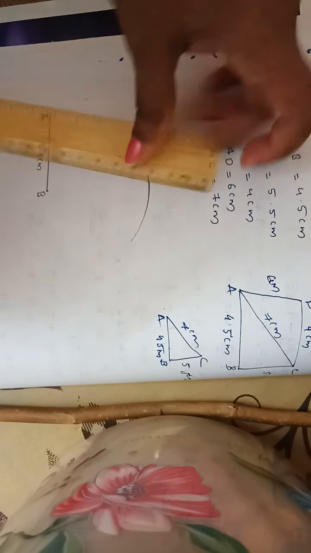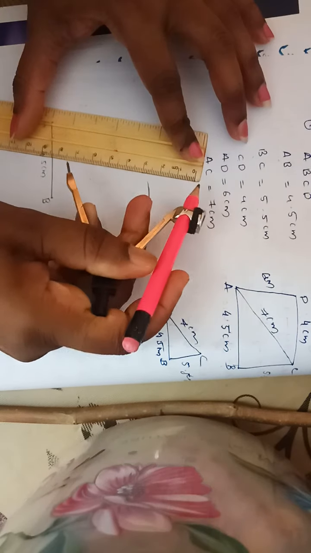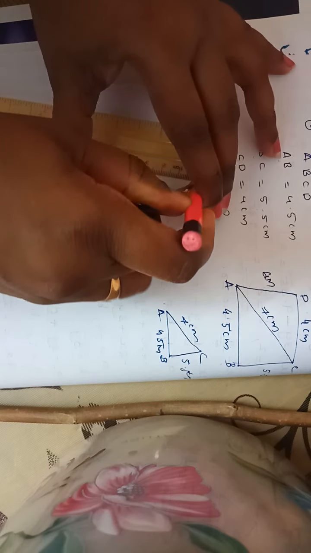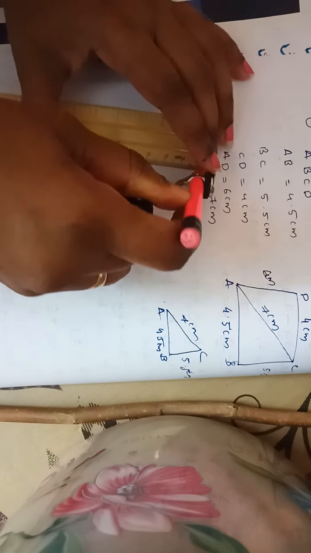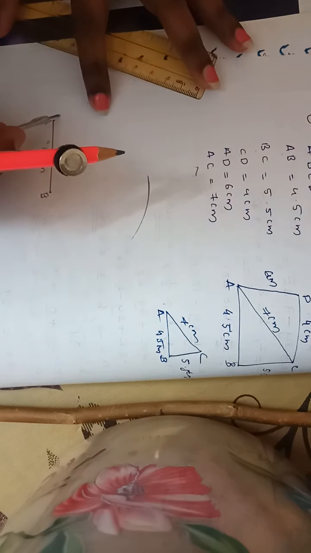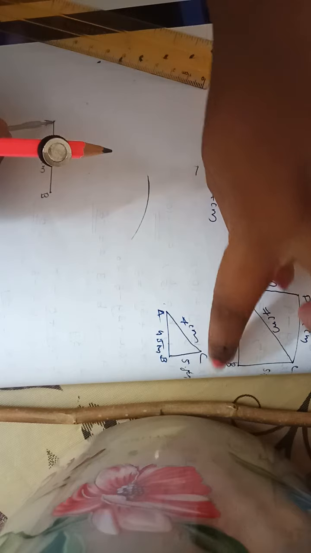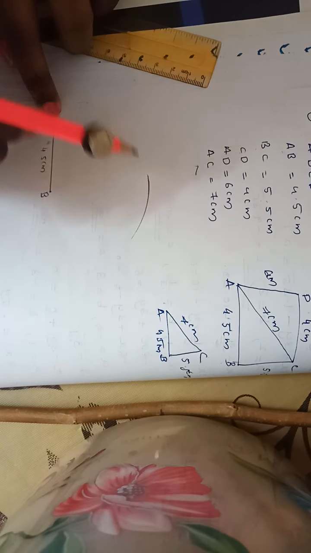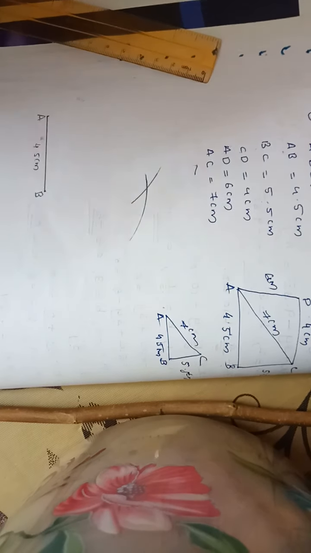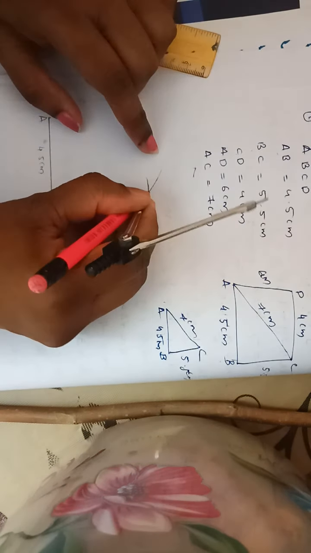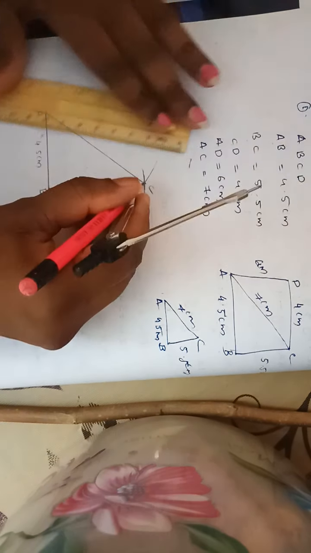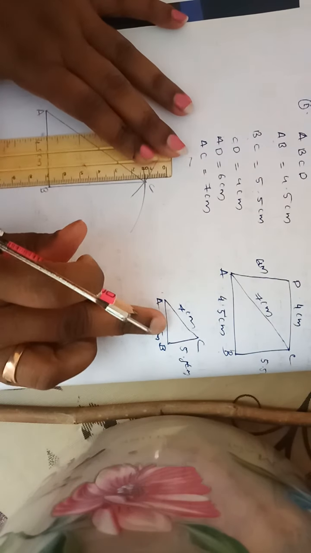Next I am taking the length of AC, 7 centimeter. In the same way I am taking 7 centimeter on the compass, by using the scale. So A to C is 7. By taking A as center, I am marking another arc. Now this meeting point we can mark as C, joining these two lines AC and BC. Now we got the required triangle ABC.